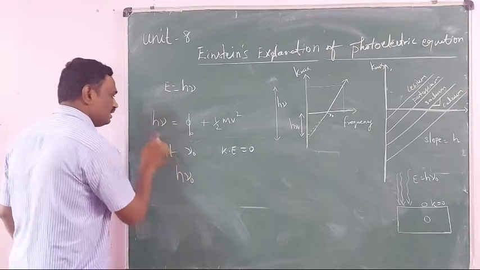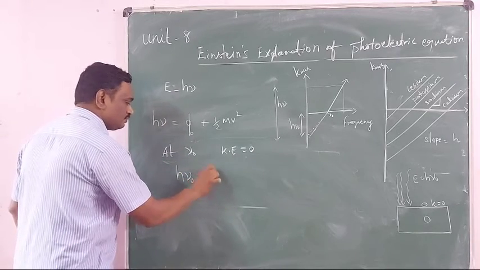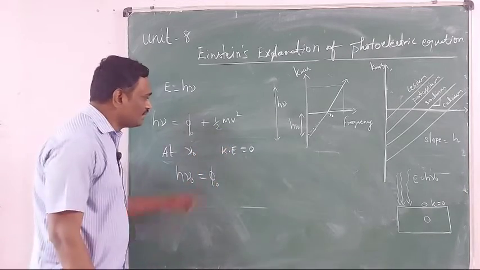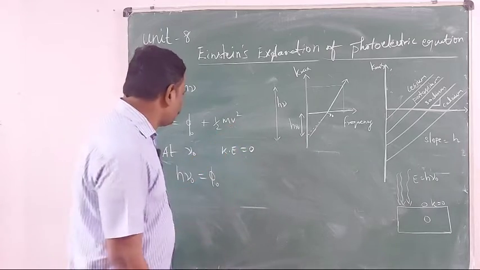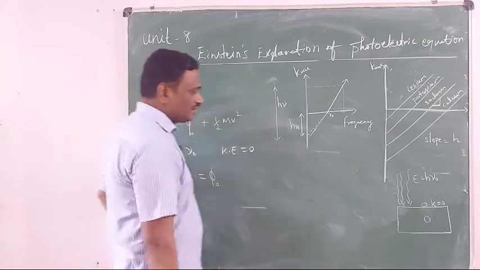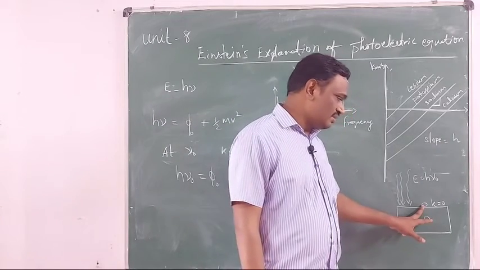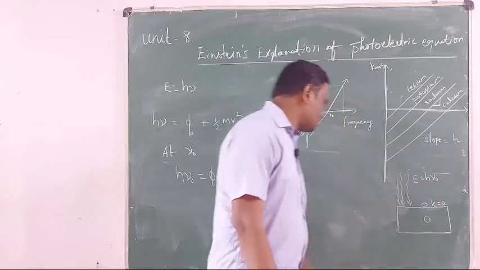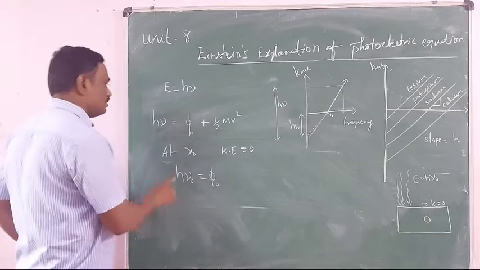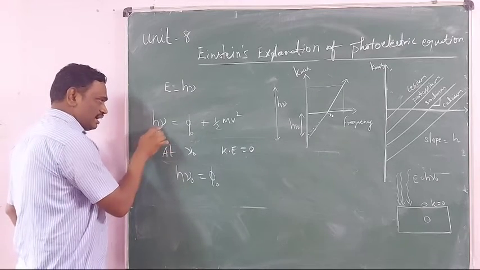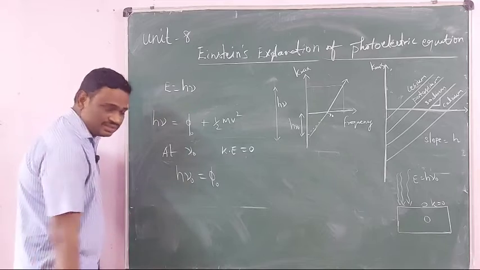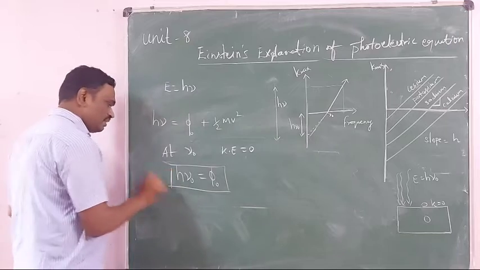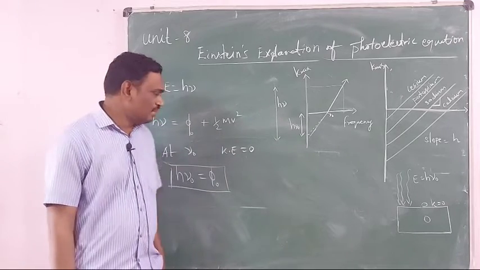At threshold frequency, h nu naught is equal to phi naught. So, this term will become 0 because the velocity of the electron is 0. At threshold frequency the velocity of the electron is 0 because it is just ejected, but it will not reach the anode. Here the kinetic energy is 0 because the velocity of the electron is 0. So, at threshold frequency h nu naught, where nu naught represents threshold frequency, is equal to phi naught. This is the minimum energy required to liberate an electron from the metal surface.